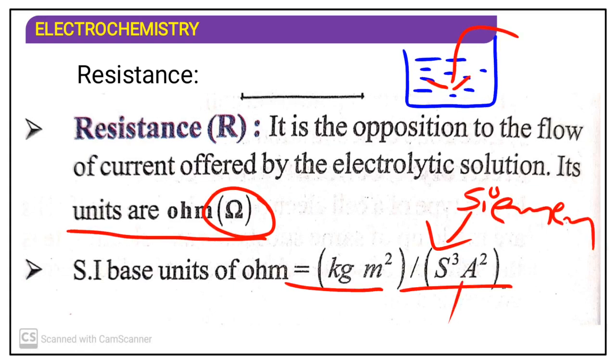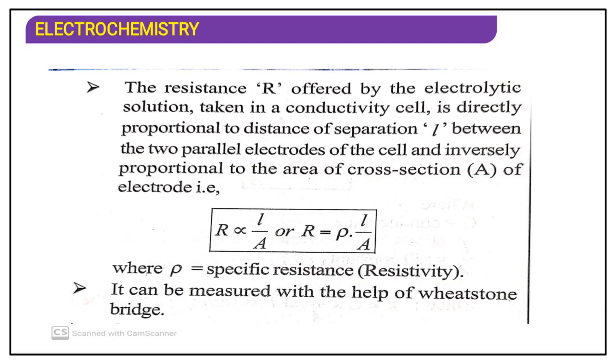A is called ampere. Both are great scientists, Siemens and Ampere. This is the SI unit, and the other is the common unit. So let's go to the exact definition.